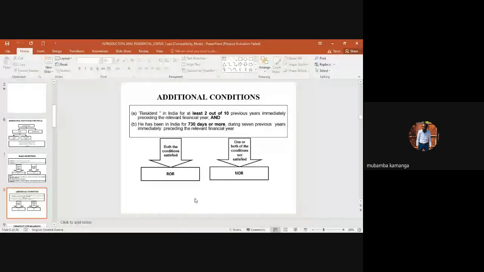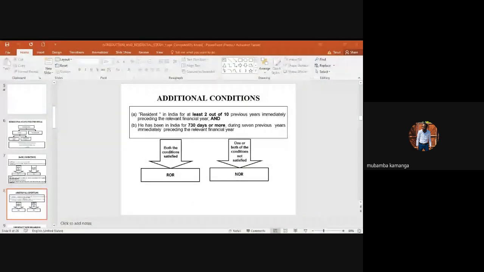For the 2 out of 10 previous years and for the 730 days or more, does it have to be continuous? Yes. There are two conditions over here. First, the resident in India has to spend 2 years out of 10 previous years preceding the relevant year, and he has to spend 730 days or more during 7 previous years.